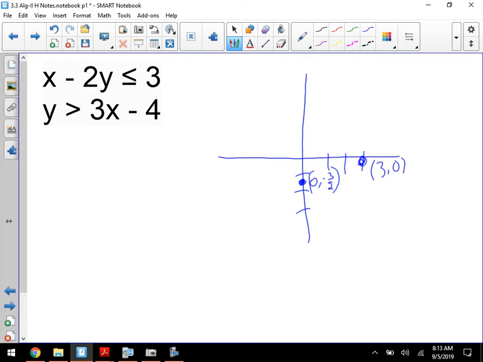Very good. I wonder what our good old-fashioned test points are going to be. Could I use 10 and 10 if I wanted to? I just have to make sure it's not on that line. Let's use 0, 0, because it's pretty easy. What is 0 minus 0? 0. I'm so proud of you guys for not using your calculator.